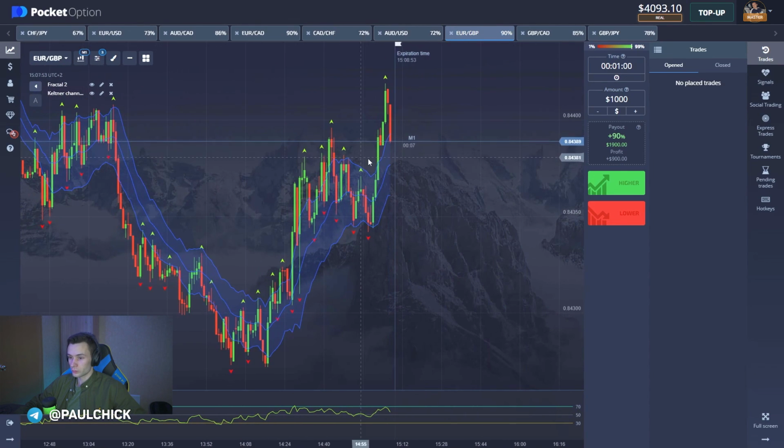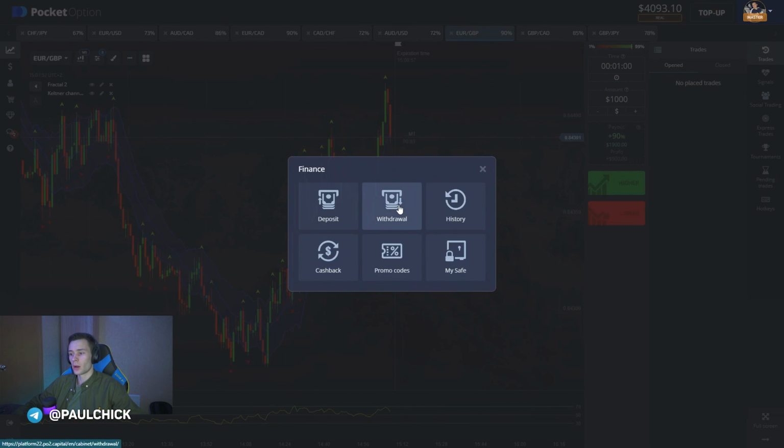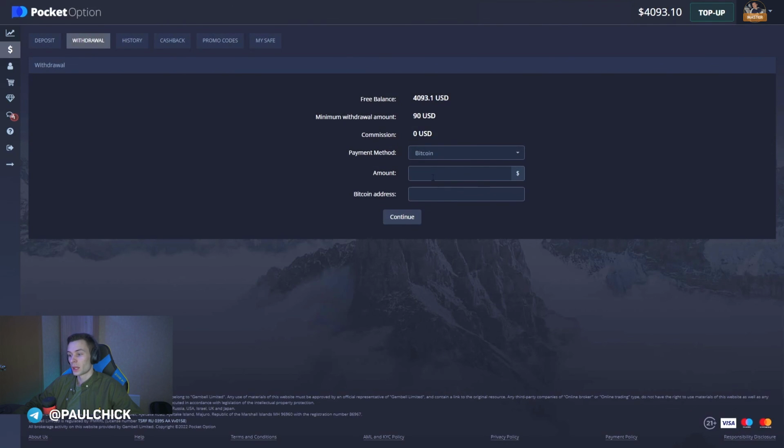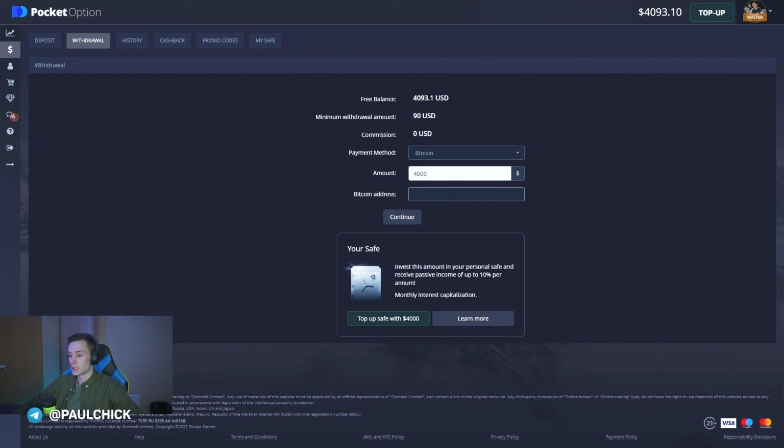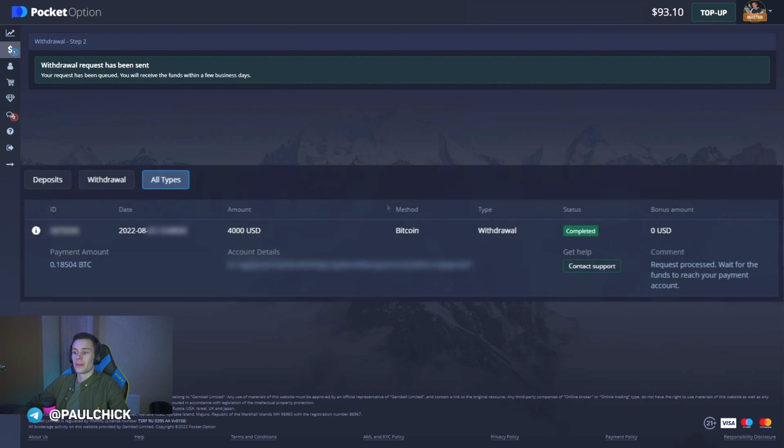So let's get down to the withdrawal to my Bitcoin wallet. Let's withdraw $4,000. Press the continue button. That's it. Our transaction is being processed, and I will attach the screen where it's done as always.